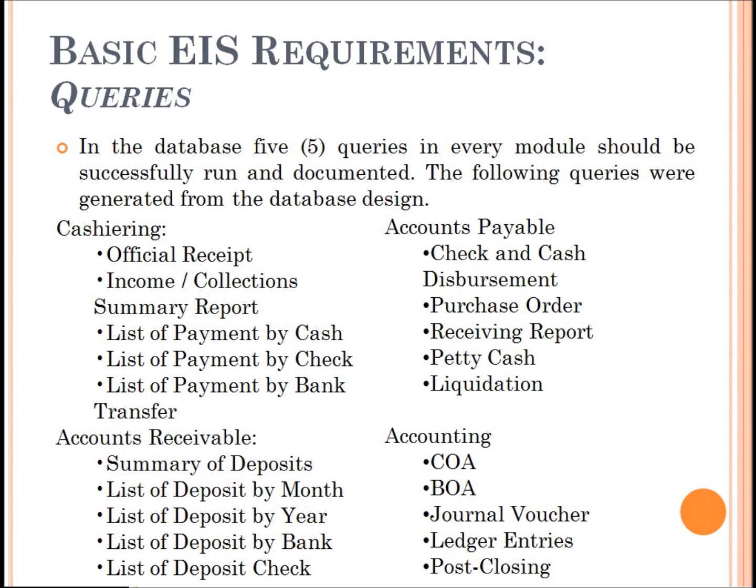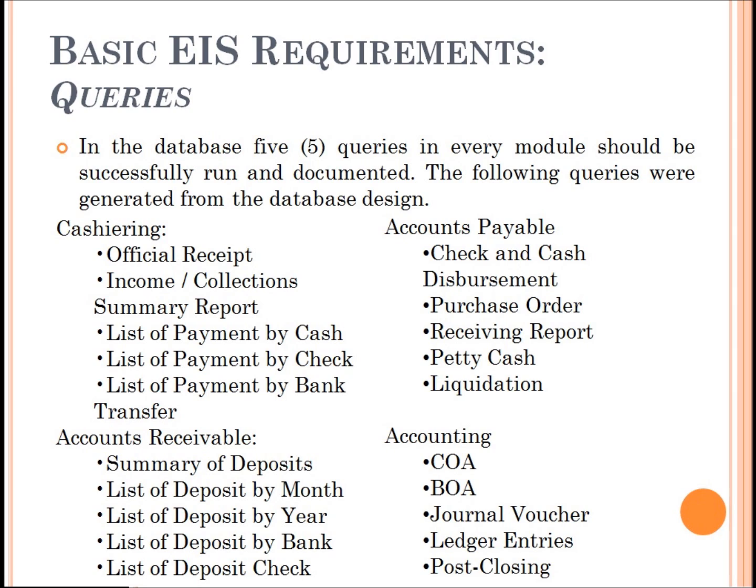Now, for the queries in the database, 5 queries in every module should be successfully run and documented. The following queries were generated from the database design. For the cashiering, official receipt, income collection summary report, list of payment by cash, list of payment by check, list of payment by bank transfer. Summary of deposits, list of deposits by month, list of deposit by year, list of deposit by bank, and list of deposit check was run and documented by accounts receivable.